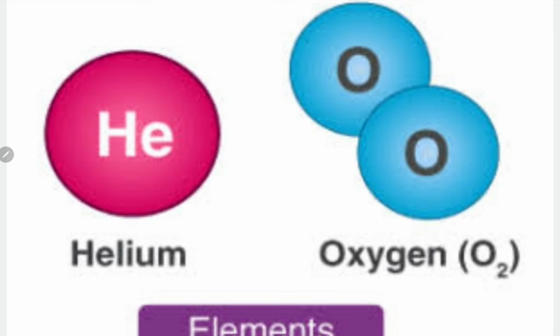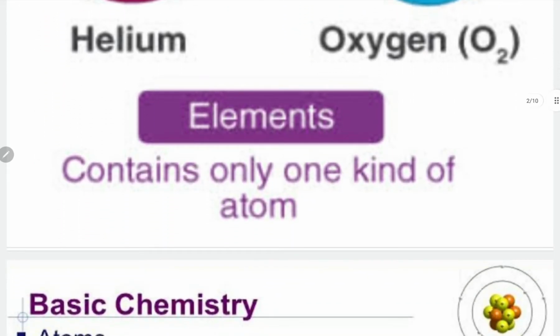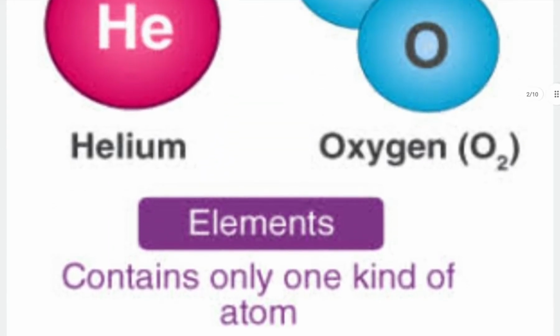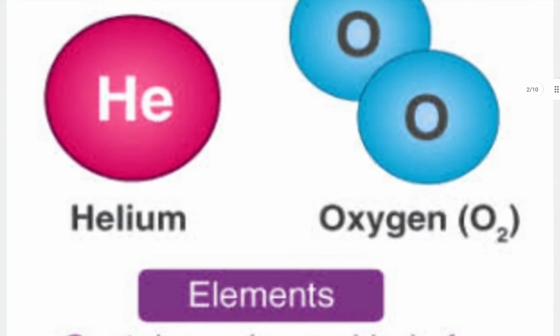So now we are going to define another term known as element. Okay, element. So what is an element? An element is a substance that contains only one kind of atom. If a substance contains only one kind of atom, it is known as an element. So here and here we can see only one kind.